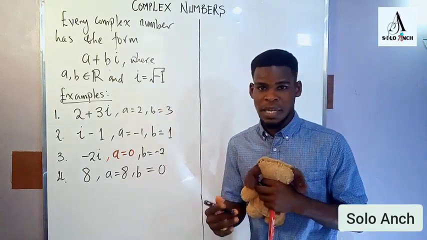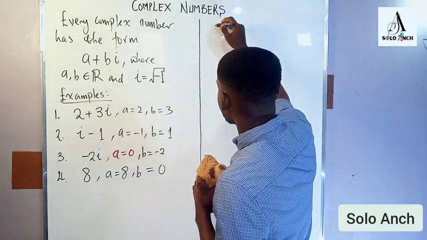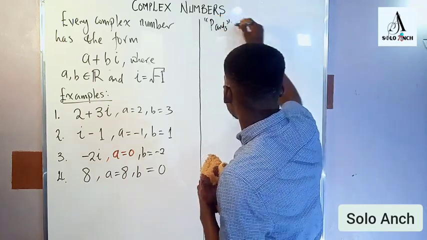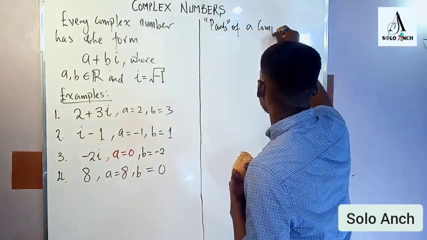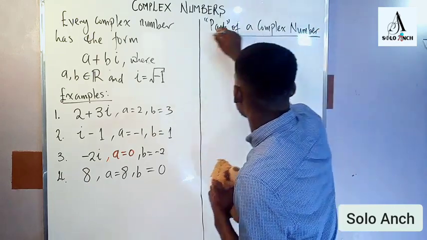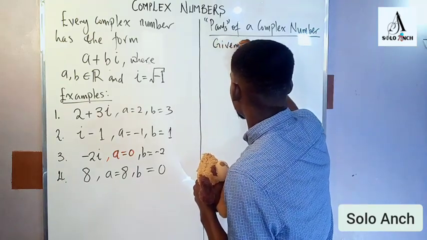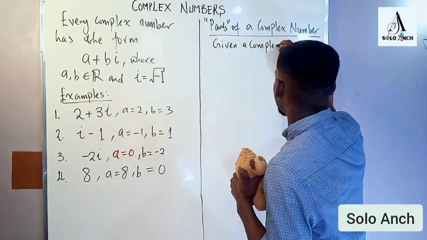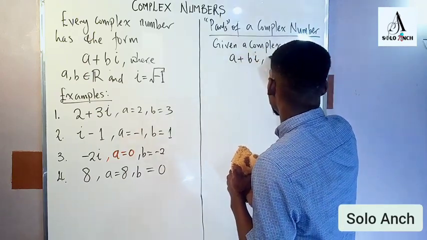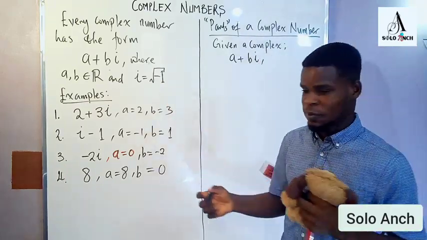So any single complex number definitely has 2 parts. Let me just put it out here as the parts of a complex number. So let's say we're given a complex number, a plus bi, where a and b of course are real numbers, and i is the square root of -1.